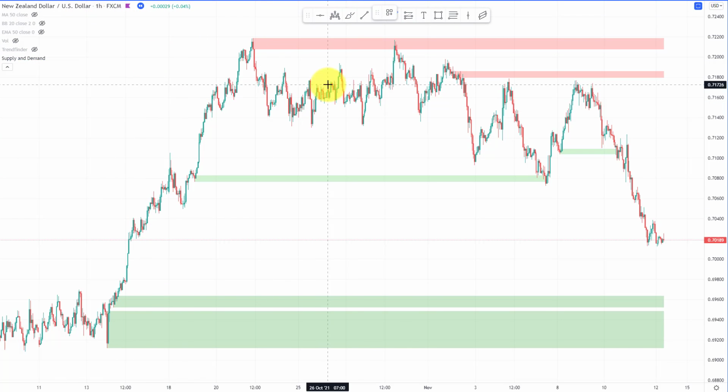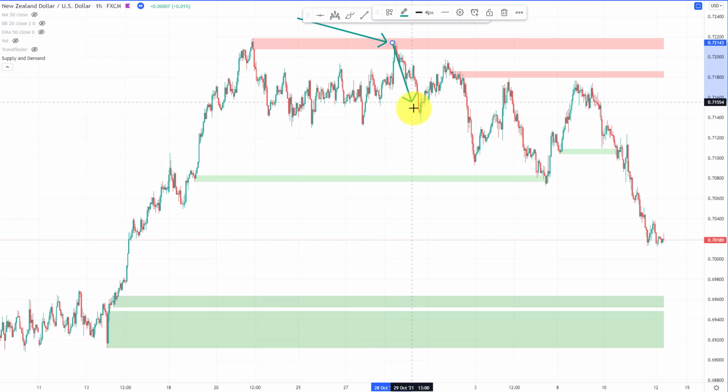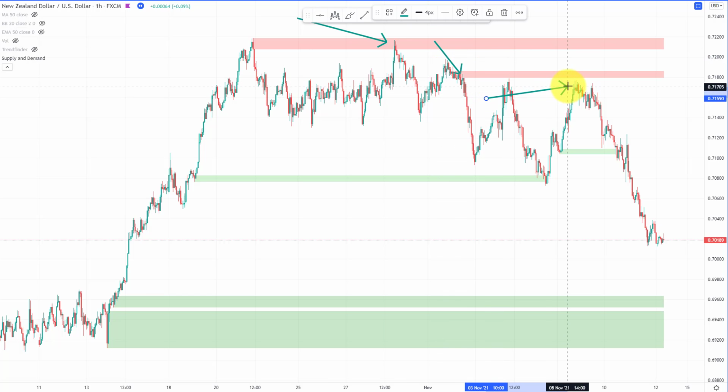Right now we are on the 1-hour chart, and you can see that after the supply zone was created here, the market reacted very nicely. You could have looked for a short here. Here was another supply area created, and you can see the market reacted here once and twice.